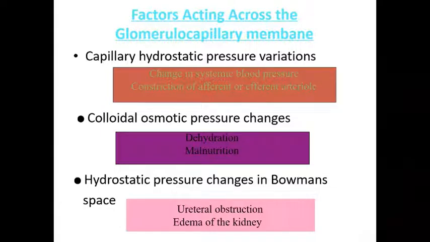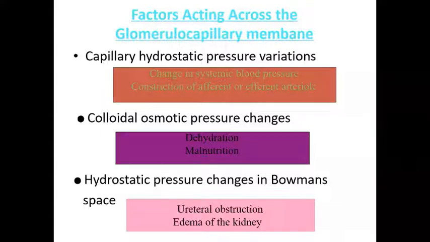So you find that if oncotic pressure is increasing, the glomerular filtration rate is going to decrease. In case of malnutrition, maybe you are lacking plasma proteins, or maybe the kidneys are not producing enough plasma proteins, then the concentration of plasma proteins is going to be affected. So malnutrition has an effect on colloidal osmotic pressure, which will also have an effect on glomerular filtration rate.